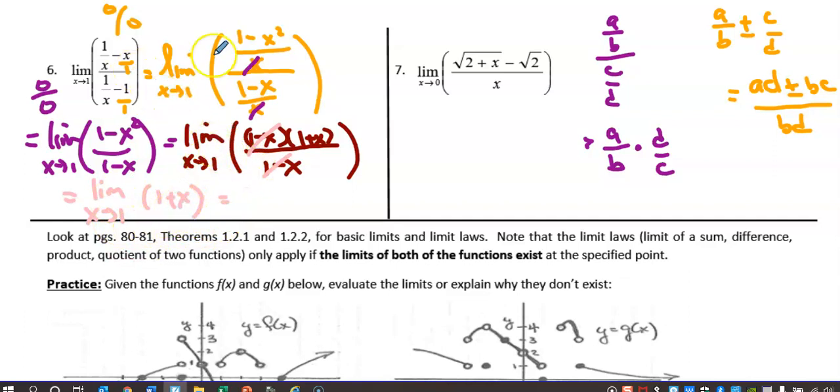And so now we've done common denominators, we've done factoring, and now we have this really nice function.